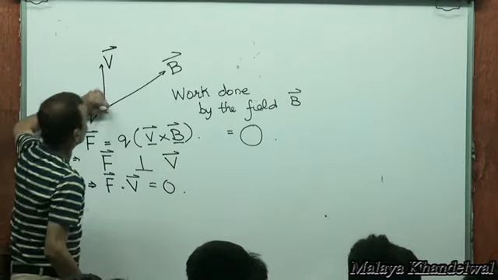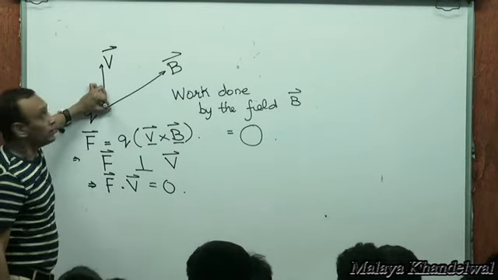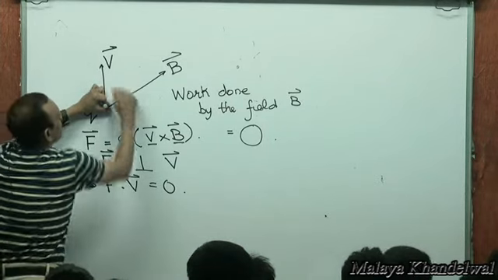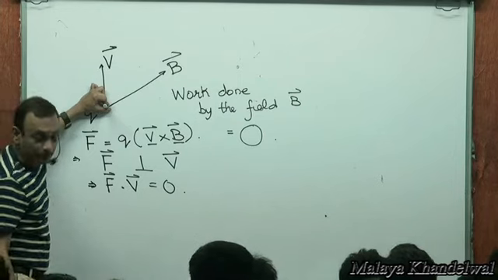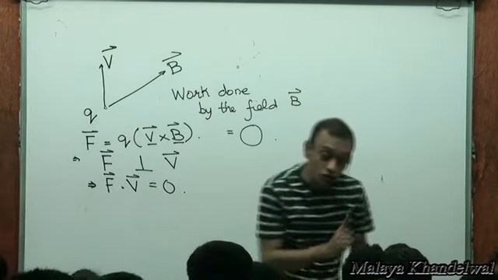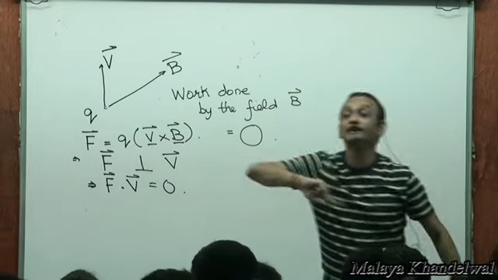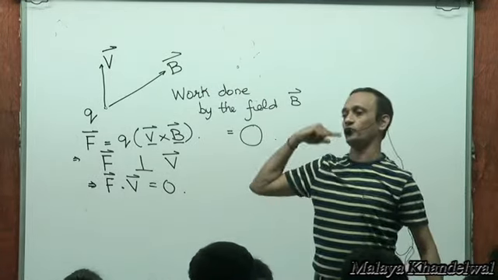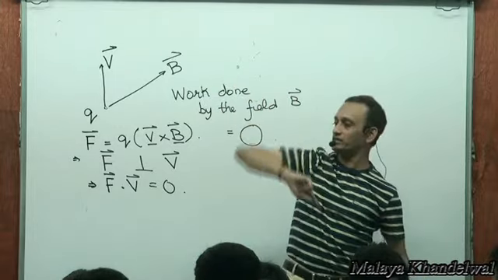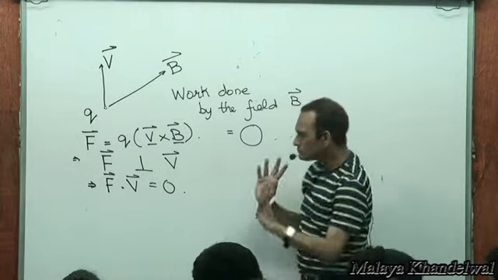Very clearly, the force F is non-zero in a general sense. It's perpendicular to the plane containing V and B. Now, a force perpendicular to the velocity cannot change the magnitude of the velocity. It can only change the direction of the velocity. The speed will remain the same, but the velocity will not remain the same in general, right?